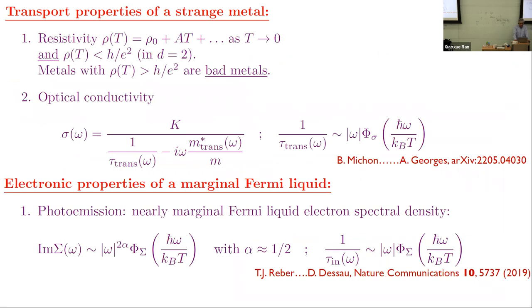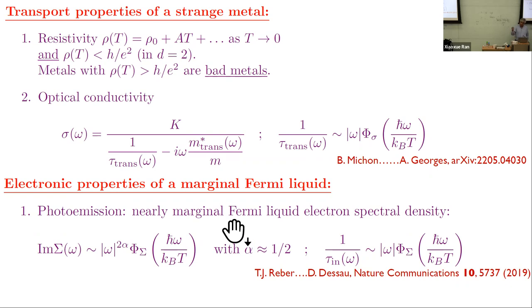Okay, so that's what I showed you earlier. So these are the basic transport properties: resistivity linear in temperature, and optical conductivity going as one over omega with some log corrections. And these logs help explain why there are people who are seeing other strange powers. When you put the logs in, it fits actually much better.